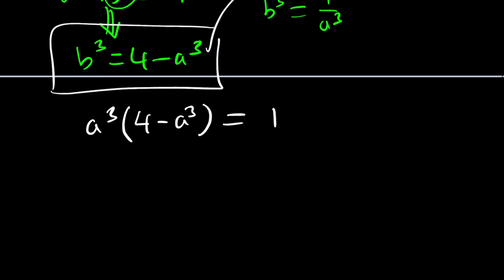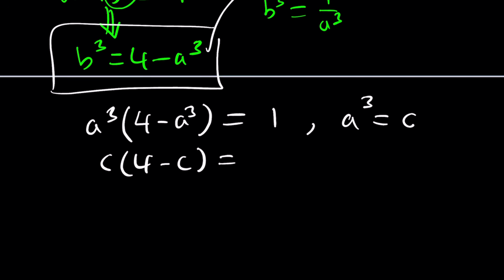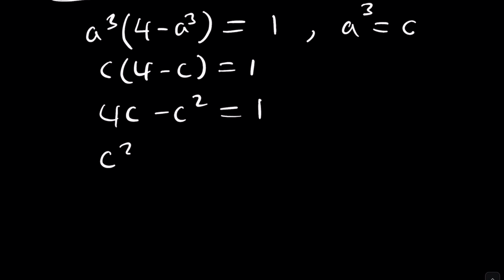Not really, because if you set a cubed equal to c, you can realize that this is indeed a quadratic equation. Look, c times 4 minus c is equal to 1. And then we get 4c minus c squared equals 1. Hopefully you can see what I see. c squared minus 4c plus 1 equals 0. And guess what? This is a quadratic equation, very, very easy to solve.